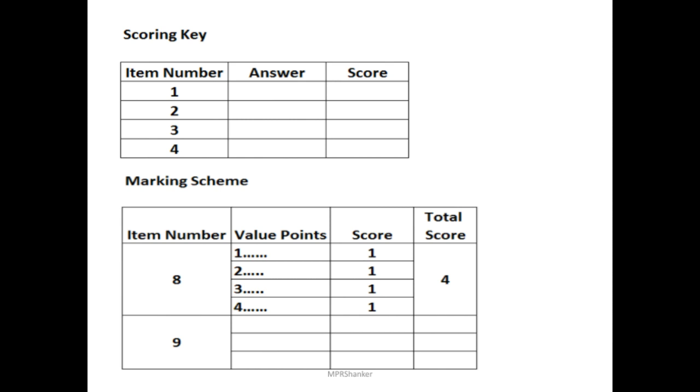If the child writes any 3 points mentioned as value points, he scores 3 marks, etc. Now this is the template for scoring key and marking scheme. After preparing the scoring key and marking scheme, the next step is item analysis of the test.